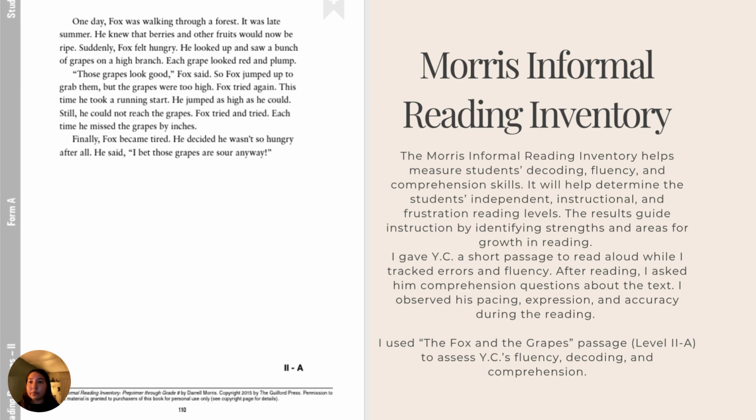I also would like to say that the Fox and the Grapes passage is a level 2, I believe it's a second grade passage. Because he's still learning the language, it's obviously not going to be on level. But again, we just want to help him read more and stay engaged. So again, we're here to assess his fluency, decoding, and comprehension.